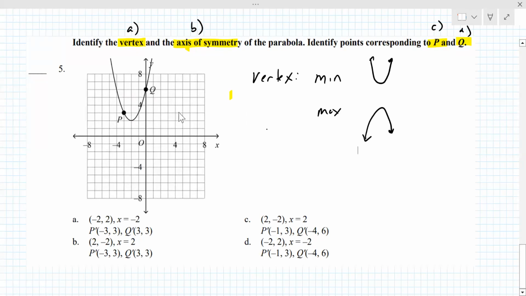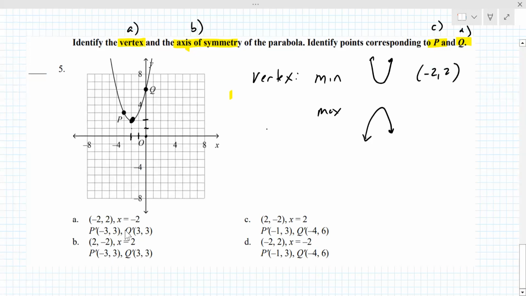It's a max if it opens down. Does this open down? Sorry, minimum. Okay, maybe the brain, sometimes you see one thing and you say the other. What is that point right there? Can you give me that ordered pair, please? -3, 2. Try again. Going left. I don't know how easy this is to see, but you're going left 2 and then up 2. -2, 2. Okay.